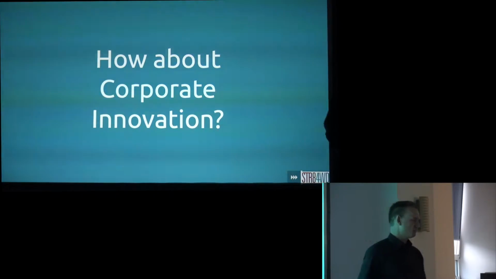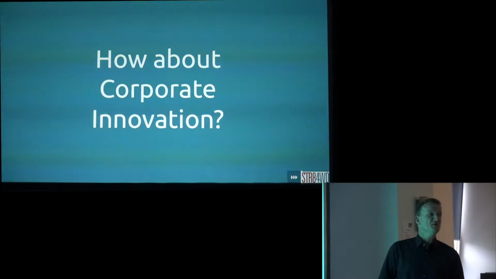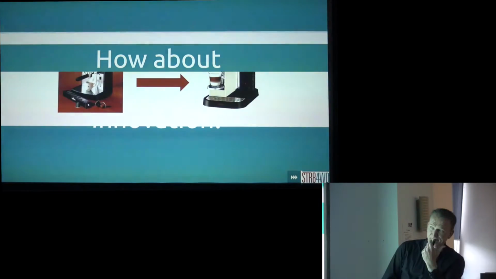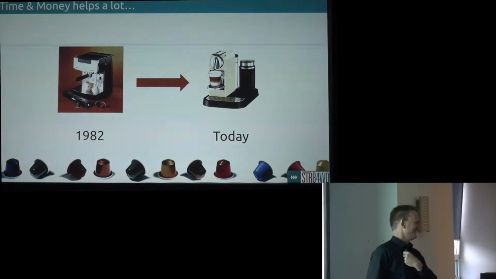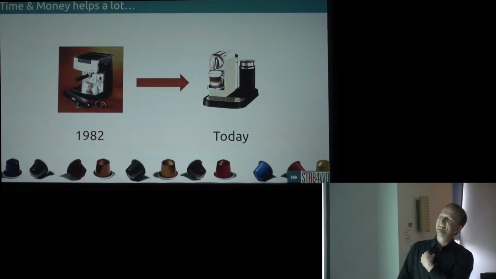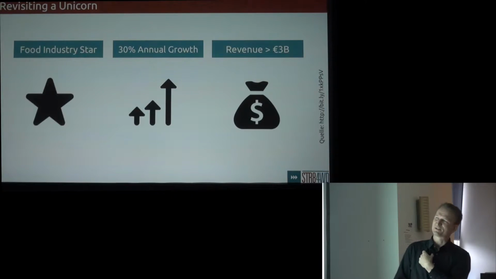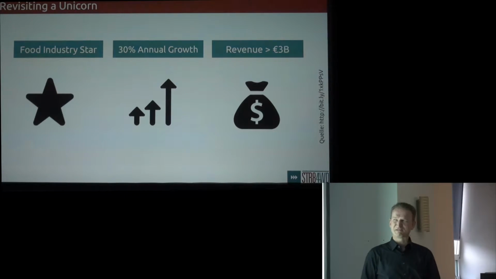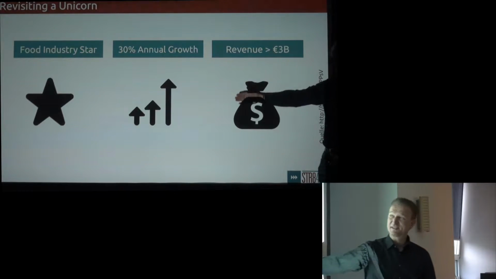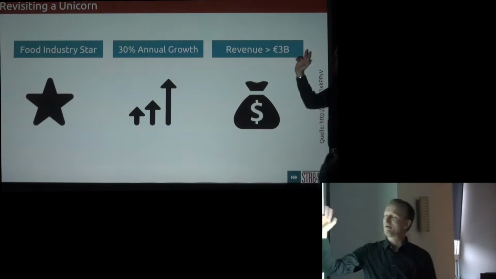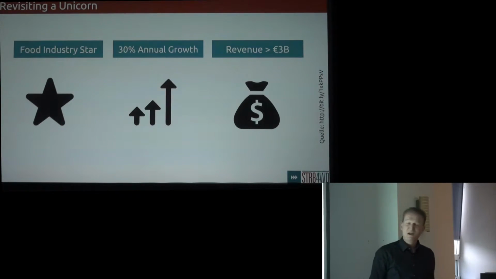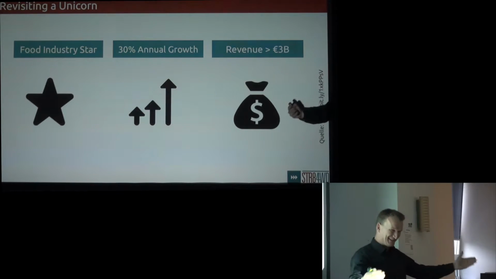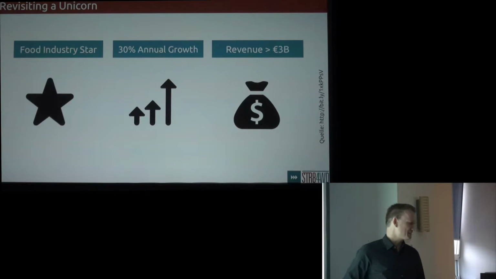And now, the thing is, even the ones who made it, we can look into how difficult it is. So I've brought a little puzzle of a unicorn, and you tell me whether you know what unicorn it is. It's a food industry star, 30% annual growth, and revenue has outgrown 3 billion. You guessed it right. It's Nespresso.